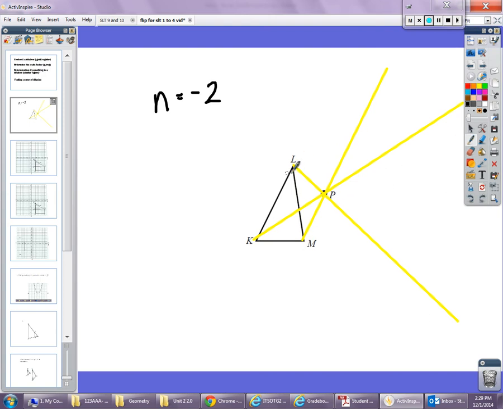You would measure from L to P, and whatever it is, you would double it, and you'd measure from P. If this was 2 centimeters, you would go 4 centimeters this way from P. And then you would draw your new L. Basically, if you have a scale factor of -2 or 2, you're going to get the same size figure. It's just going to be on the other side of the center of dilation.